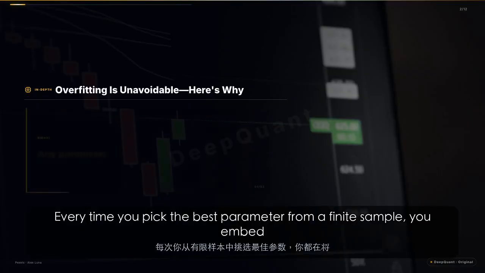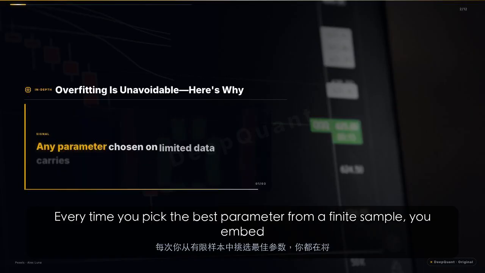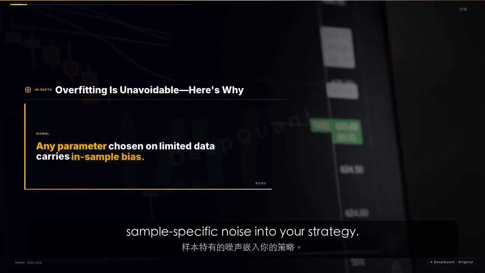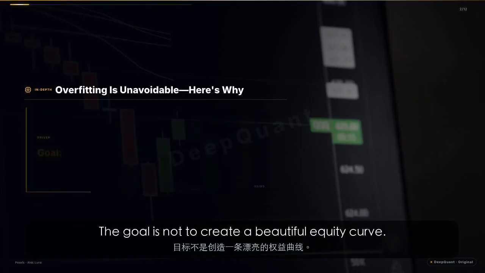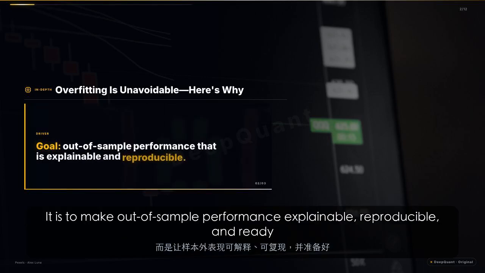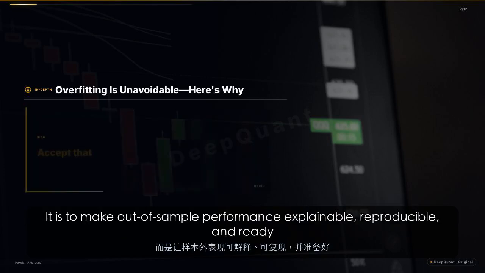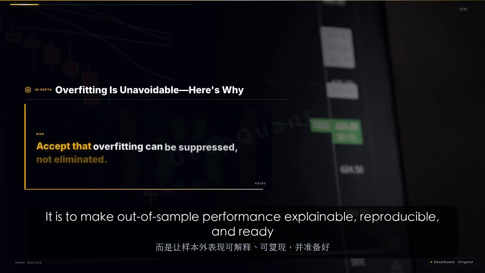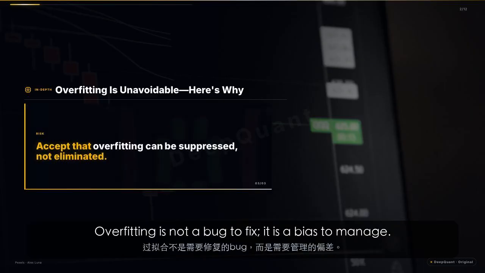Every time you pick the best parameter from a finite sample, you embed sample-specific noise into your strategy. The goal is not to create a beautiful equity curve. It is to make out-of-sample performance explainable, reproducible, and ready to break. Overfitting is not a bug to fix, it is a bias to manage.